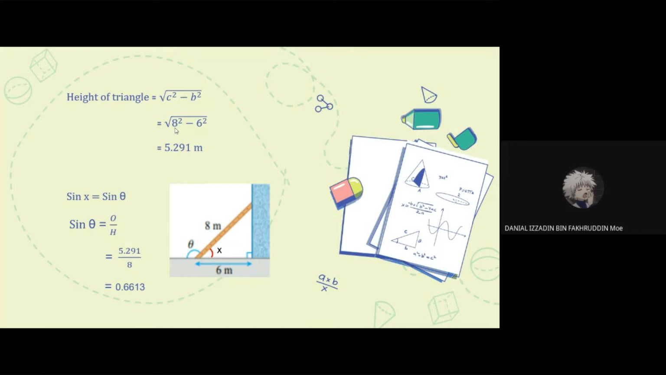Then we need to calculate the value of sin theta. We can calculate it by finding the angle inside the triangle, which is represented as x. Since x is the corresponding reference angle for theta, sin x is equal to sin theta. So we can find sin theta by using the formula opposite divided by hypotenuse. Substituting the values of opposite and hypotenuse, we get sin theta equal to 0.6613. That's all.